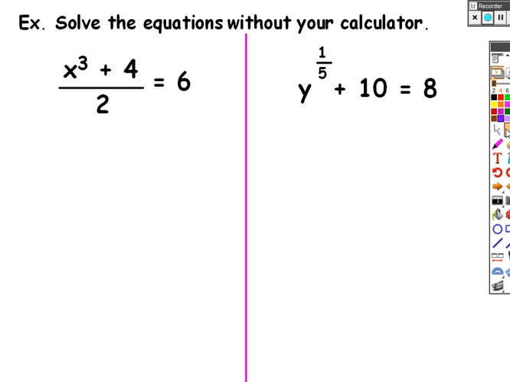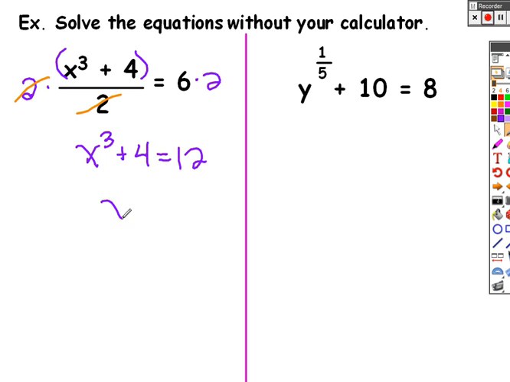Now let's look at just a couple examples where we're solving equations with exponents. So maybe I don't have that radical sign in, but I have the exponent. Same idea, so this is all in the numerator. To get rid of dividing by 2, multiply each side by 2. Those terms would cancel. My whole goal is to get this x cubed by itself. So work through the problem. Subtract 4, I get 8.